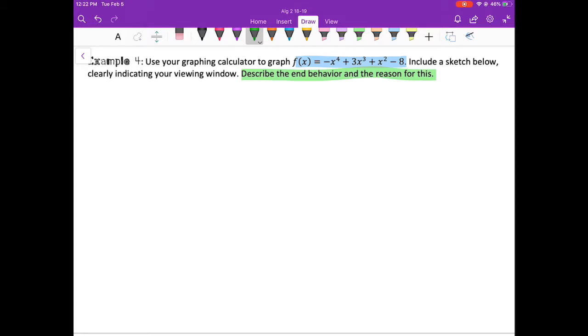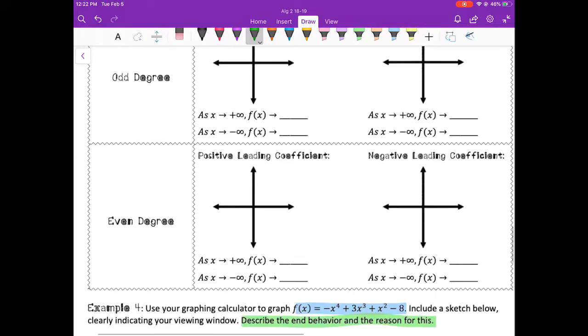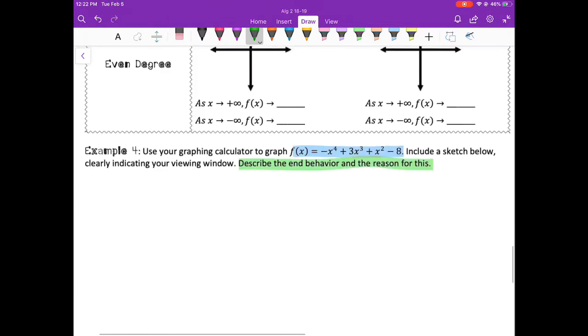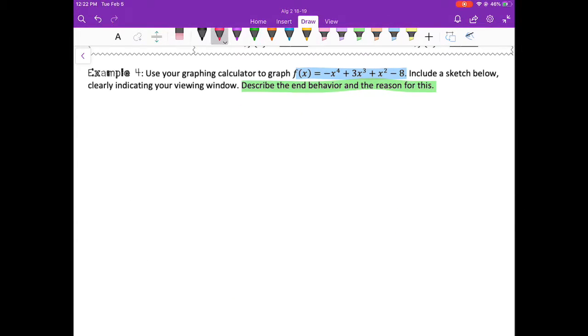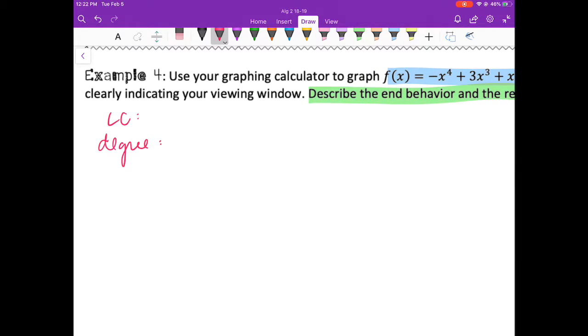Well, remember that our end behavior describes what happens as our x goes really, really far to the left and really, really far to the right. So in order to determine that, I use my chart from up above, and I look at my leading coefficient and my degree. My leading coefficient is -1, technically, but more importantly, it's negative. That's really all I care about.